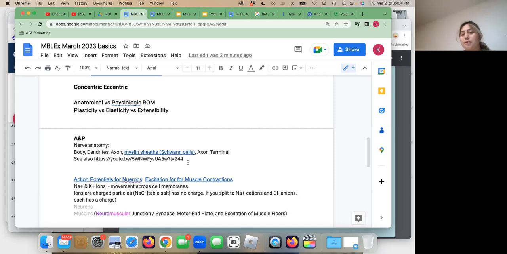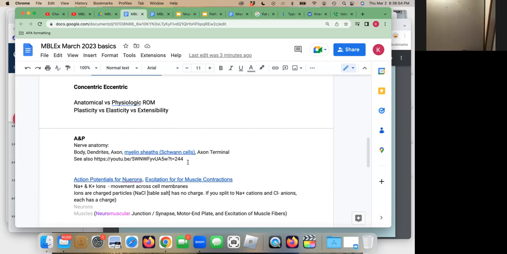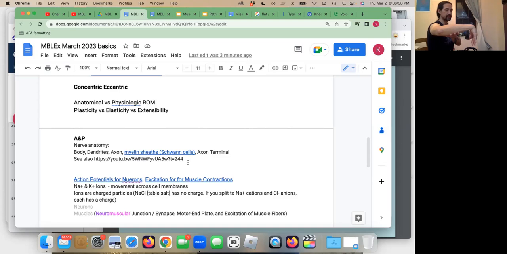Flexing, I think. Extending. Okay. Extending. Where's the concentric contraction? Elbow. In the wrist extensors or in the wrist flexors? In the wrist extensors. That's right. Where's the concentric contraction in wrist flexion now? In the flexors. That's right.